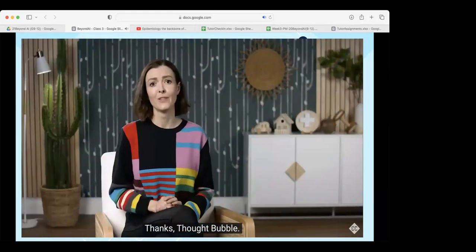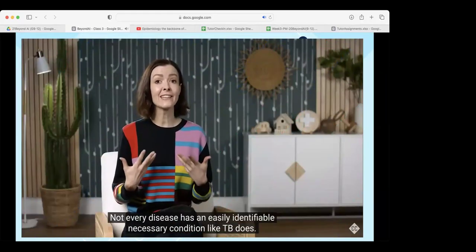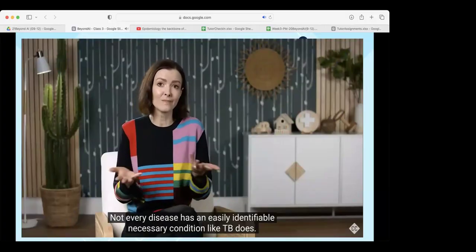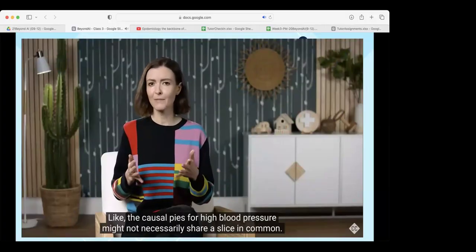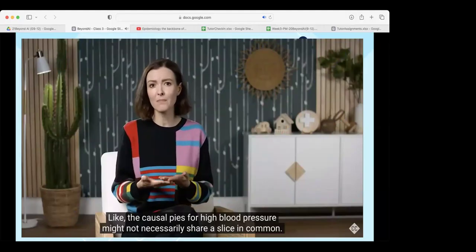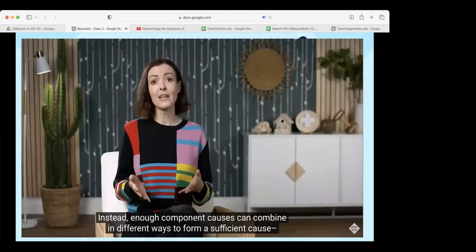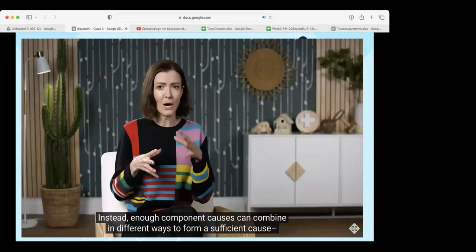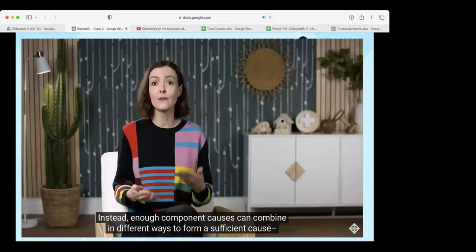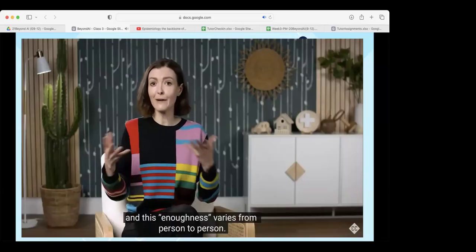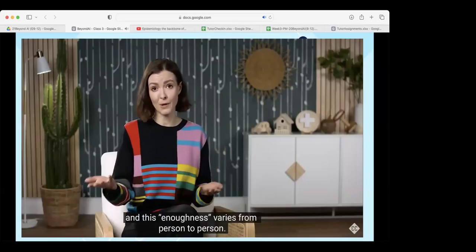Thanks, Thought Bubble. Not every disease has an easily identifiable necessary condition like TB does. Like the causal pies for high blood pressure might not necessarily share a slice in common. Instead, enough component causes can combine in different ways to form a sufficient cause. And this enoughness varies from person to person.